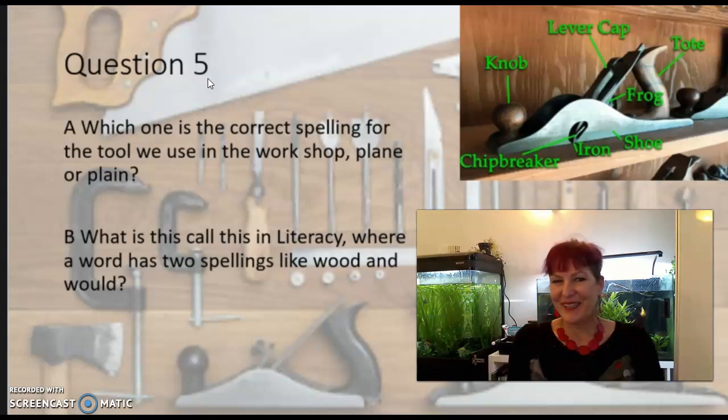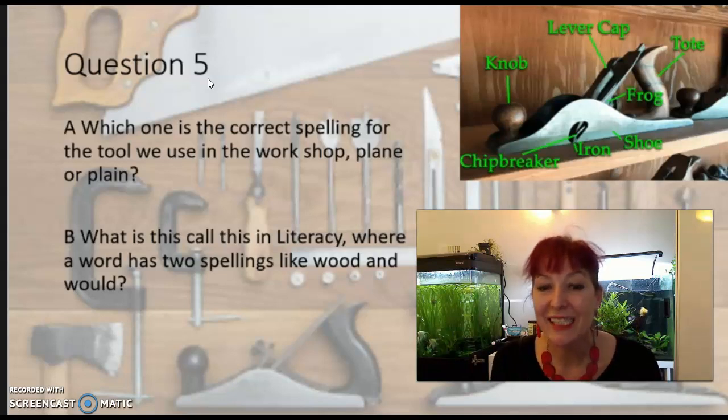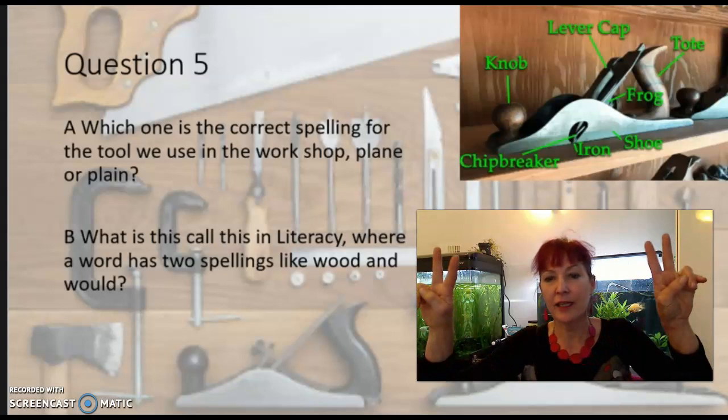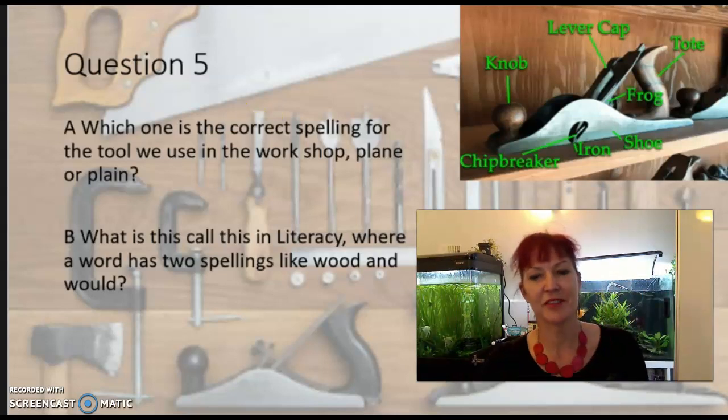Question B. What is this called? Oh, made a little mistake there, haven't I? I should have put an ED on the end of call. Naughty. Always good to get your work proofread. What is this called in literacy? It's got a special name. Where a word has two spellings, like wood, W-O-O-D, and wood. Or piece, I'd like a piece of cake, or let's have some peace on the planet. Pause the video. Next question.